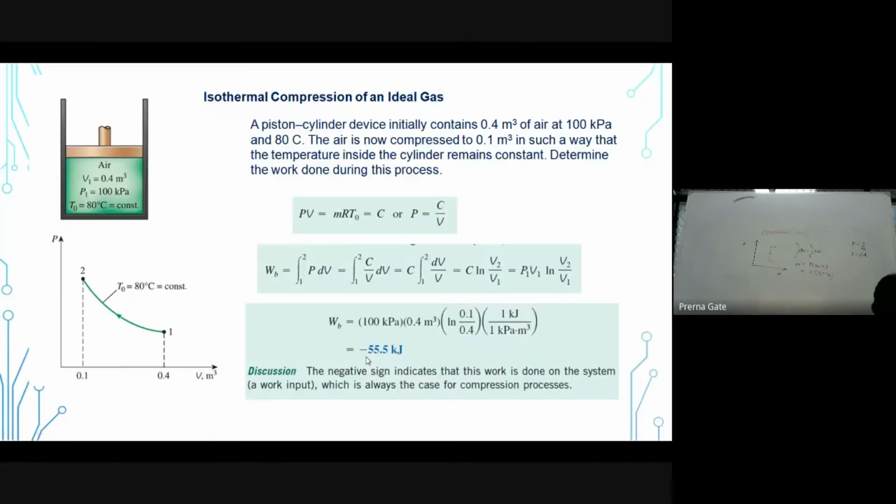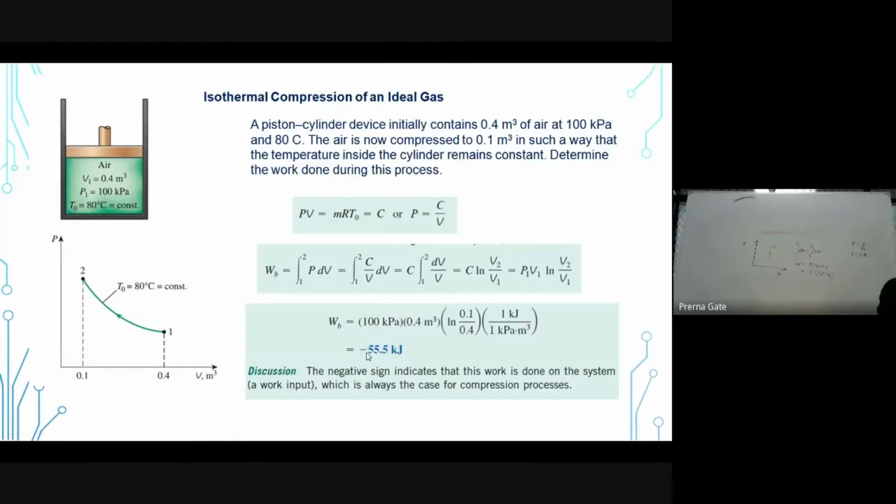As far as the sign convention is concerned, I have already defined that when work is done on the system, when we have to do something on the system, it is referred to as negative. So the negative sign indicates that this work is done on the system, which is an input. Obviously it is a case of compression, and in a compression process, the work is always considered negative.